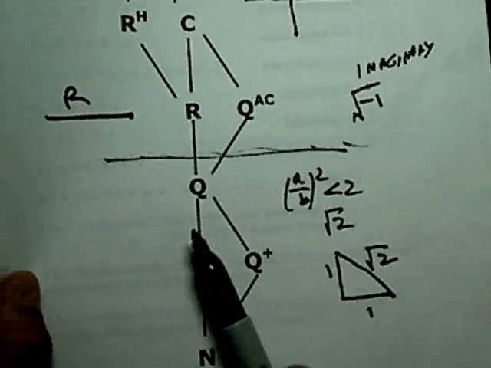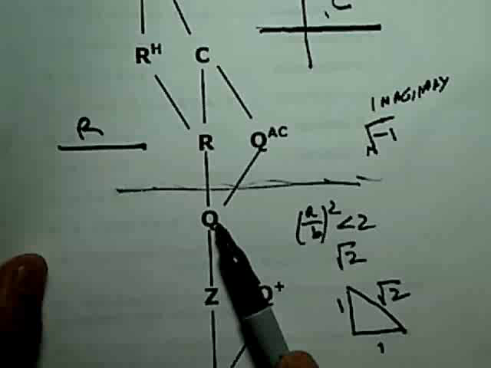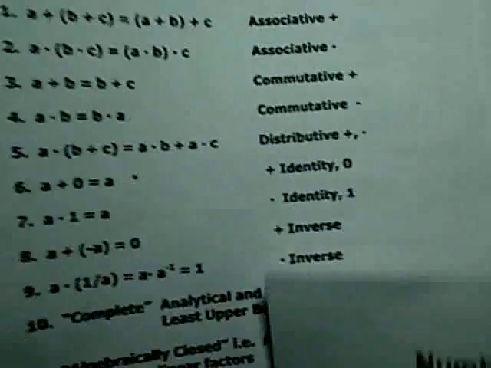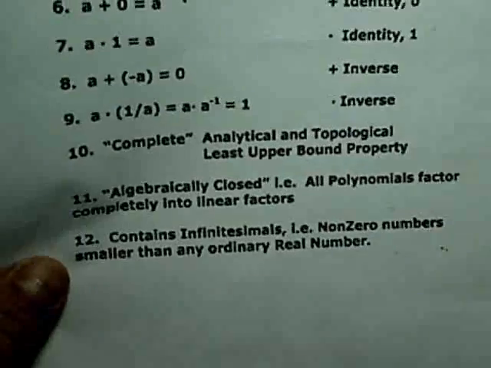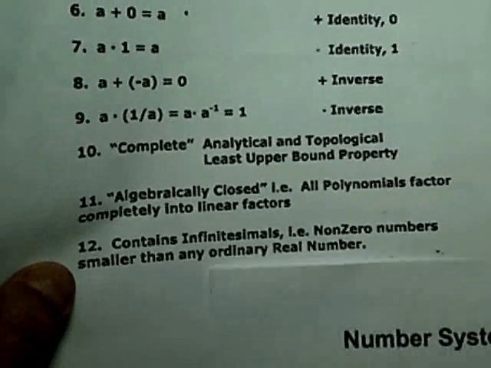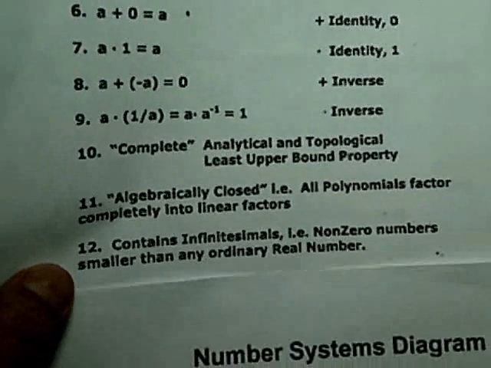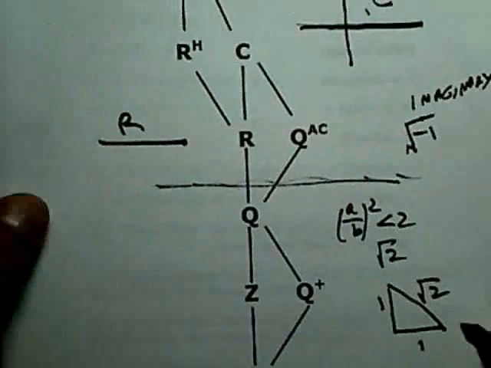And an infinitesimal is a number that is not 0, but it is less than any ordinary real number. So property number 12 is the infinitesimal property. That is, there are non-zero numbers that are smaller than any ordinary real number. And the Greeks believed that and used it.